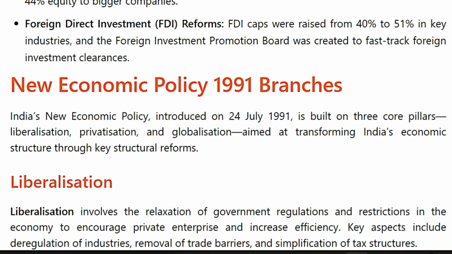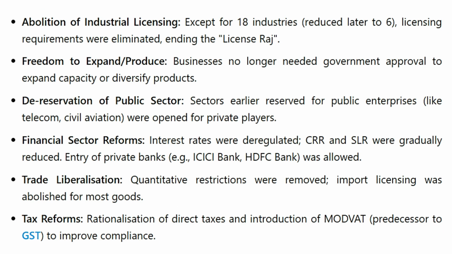Liberalization. Liberalization involves the relaxation of government regulations and restrictions in the economy to encourage private enterprise and increase efficiency. Key aspects include deregulation of industries, removal of trade barriers, and simplification of tax structures. Abolition of industrial licensing, except for 18 industries, reduced later to 6, licensing requirements were eliminated, ending the license Raj.